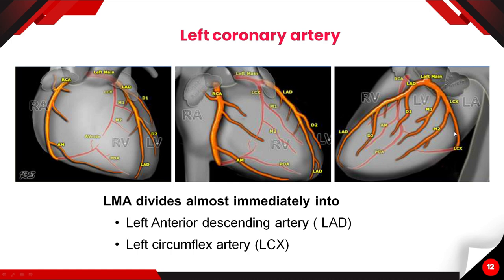Usually the left circumflex artery will terminate as marginal branches, but in individuals with a left dominant heart, the left circumflex artery terminates as the posterior descending artery.